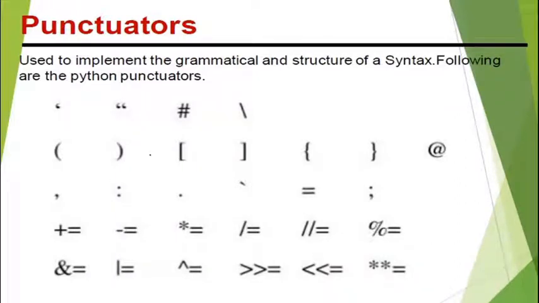Now, the last token is punctuators. We already know that punctuators are used to implement the grammatical structure of a syntax. Following are the Python punctuators. Actually, punctuators are the separators used to separate two different types of tokens. This is a quotation mark, double quotation mark, backslash, and brackets of many types. This small bracket is known as parenthesis, this big bracket is known as square bracket, and here curly braces are there. Then comma, colon, dot, backquote. There are many punctuators, and they are just separators to separate two different types of tokens.